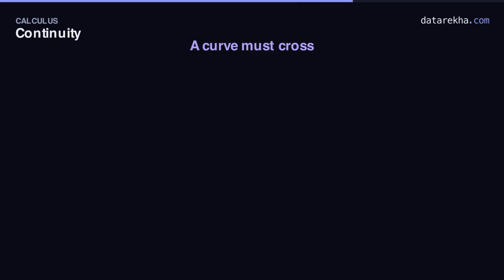Continuity buys you one genuinely beautiful guarantee, and it's pure common sense once you see it. If you draw an unbroken curve from a low point to a high point, it has to pass through every height in between. It simply cannot skip a level without lifting the pen.